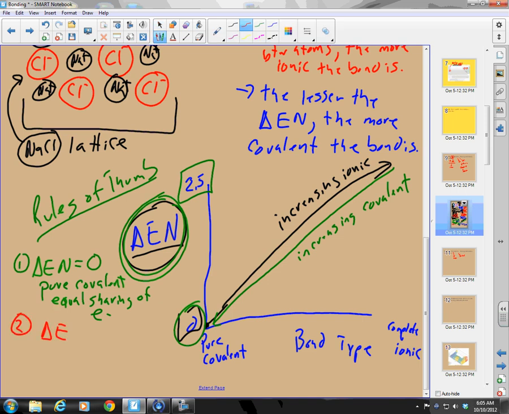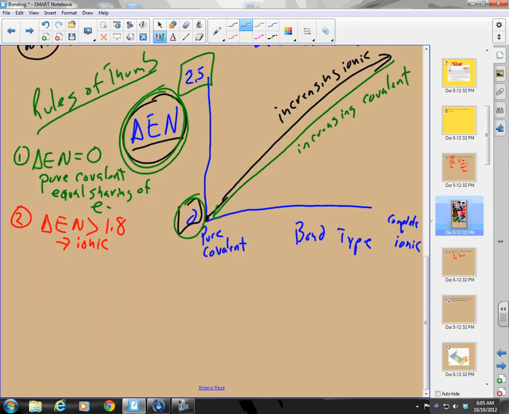Rule of thumb number 2. Delta EN greater than about 1.8. Most people would say if it's greater than 1.8, we can call this ionic, that the bond is ionic. And really, anything else in between, anything between 0 and 1.8, you can call polar covalent.